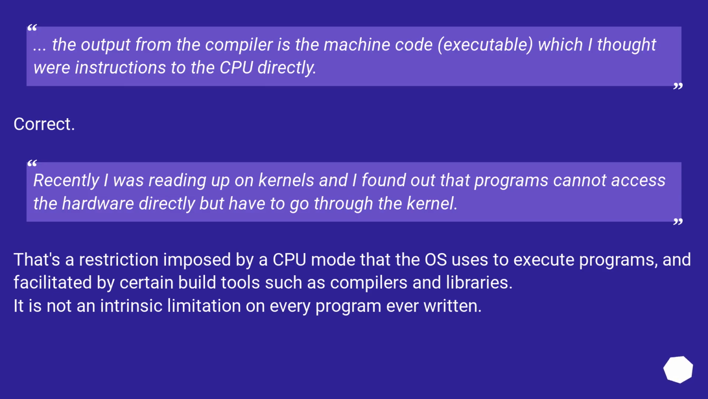The output from the compiler is the machine code, executable, which I thought were instructions to the CPU directly. Correct. Recently I was reading up on kernels and I found out that programs cannot access the hardware directly but have to go through the kernel. That's a restriction imposed by a CPU mode that the OS uses to execute programs, and facilitated by certain build tools such as compilers and libraries. It is not an intrinsic limitation on every program ever written.